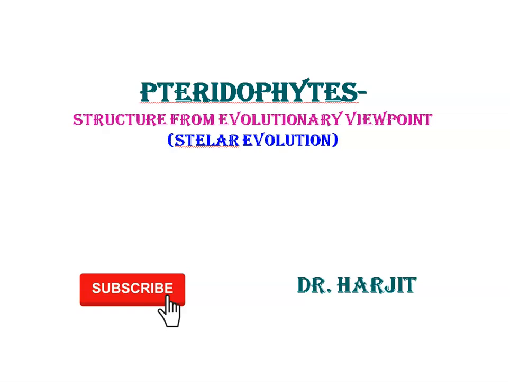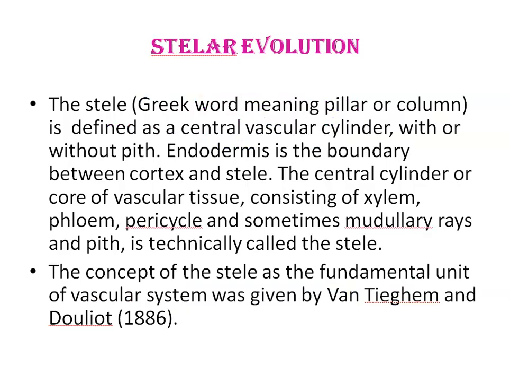Our today's topic is Pteridophytes structure from evolutionary viewpoint, and in this class we'll be discussing stele evolution in pteridophytes. Pteridophytes are considered the first terrestrial vascular plants, showing the presence of the vascular tissues, xylem and phloem. Xylem and phloem are evolutionarily very important structures, as these tissues transport food and water and also allow pteridophytes to grow taller than their ancestors.